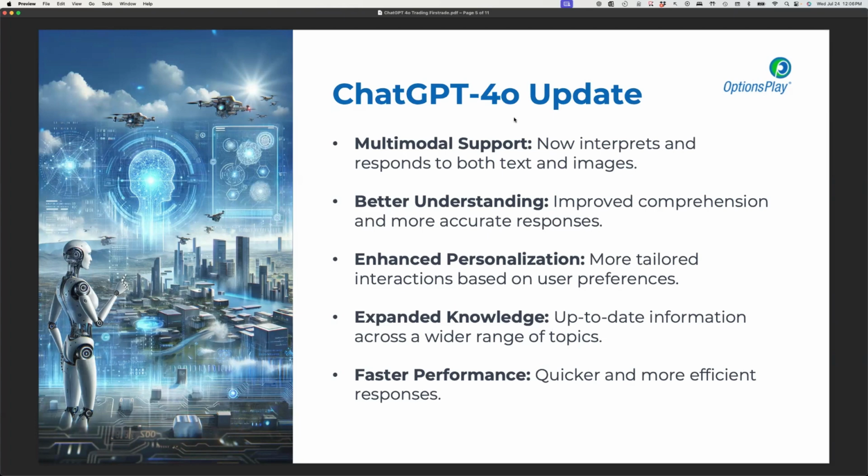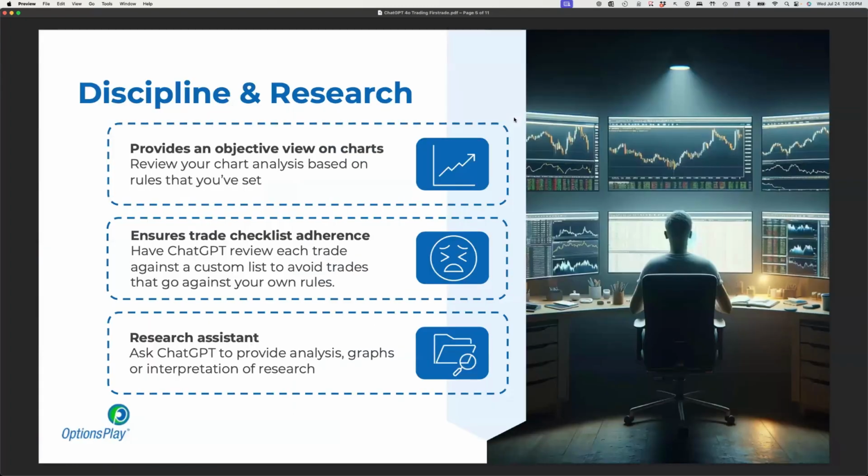So we're going to go through some examples to show you how you can utilize this for your trading. What I'm going to show you today is predominantly going to span 3 things. One is to help you provide an objective view on your research. And what I'm going to do is give you some examples of how you can use ChatGPT to help you become a better technical analyst.